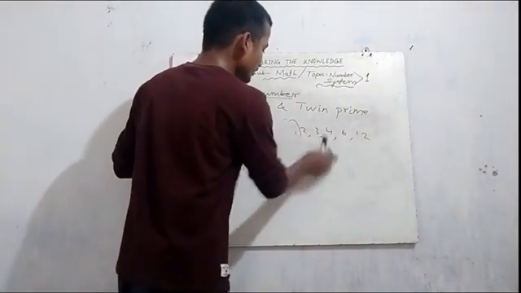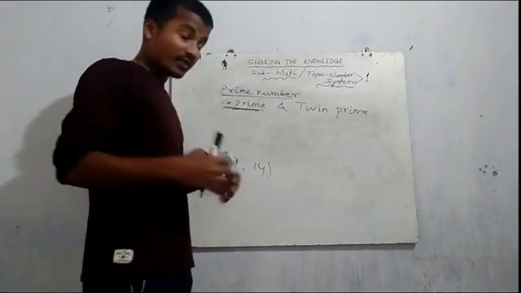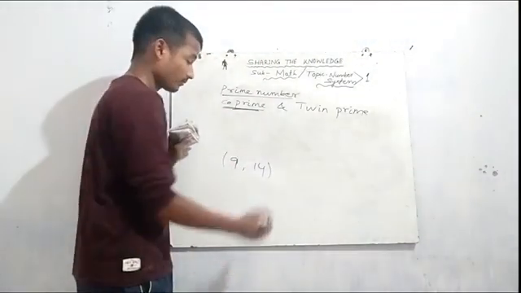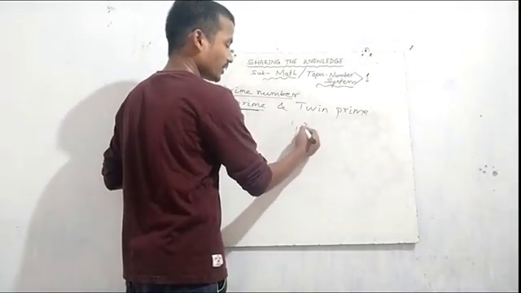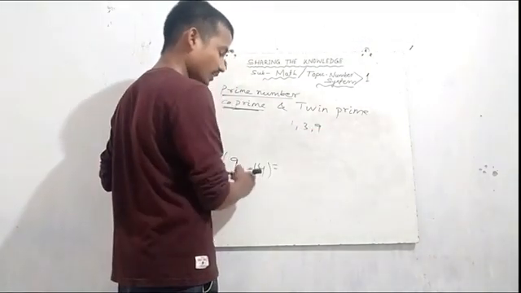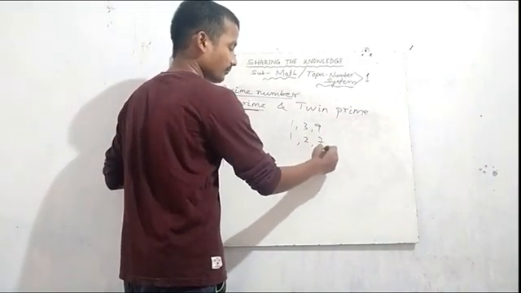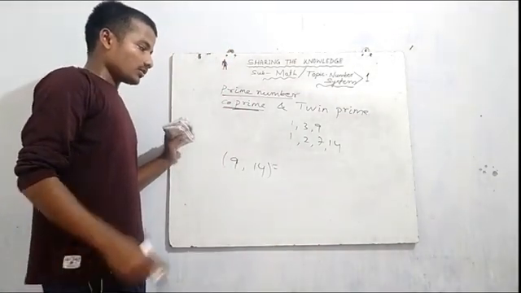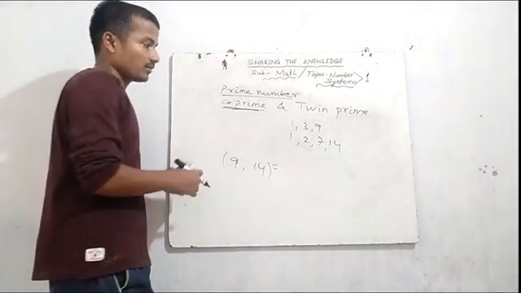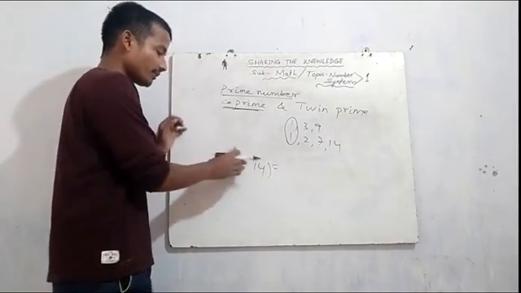Okay, 9 and 14, do it yourself and write the answer in the comment box. 9 and 14. Factors of 9 are 1, 3, 9. Factors of 14 are 1, 2, 7, 14. Okay, so it is a what? Co-prime number. Okay.